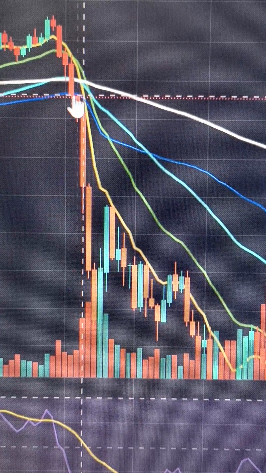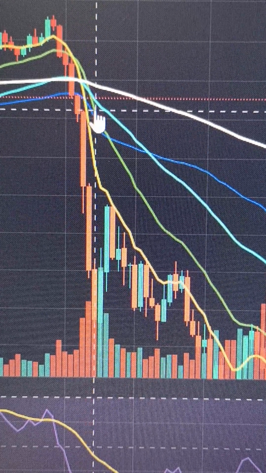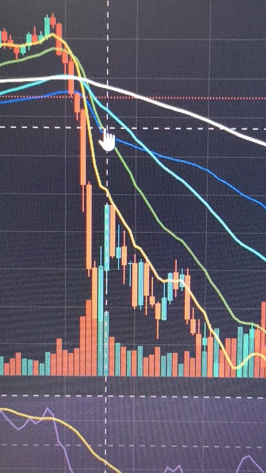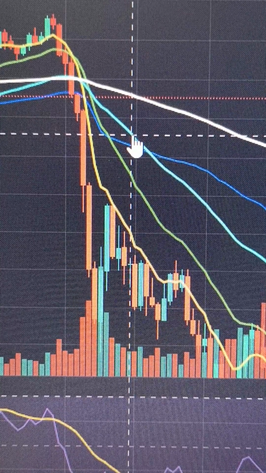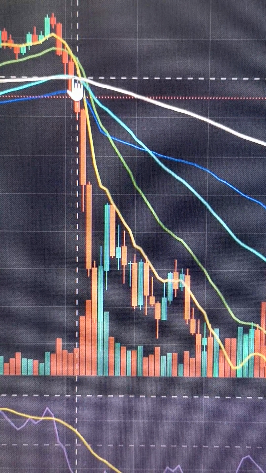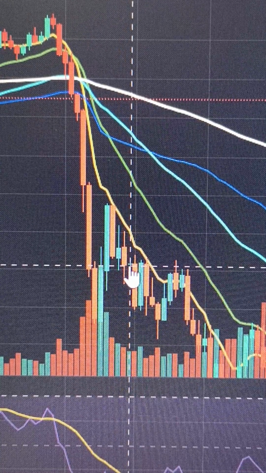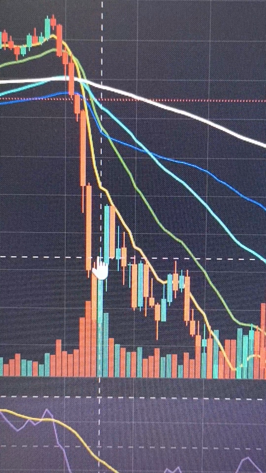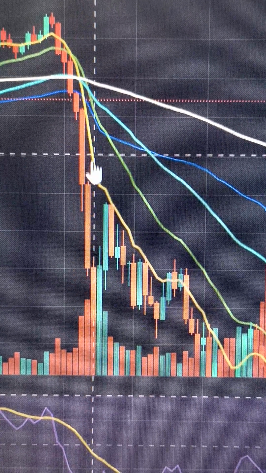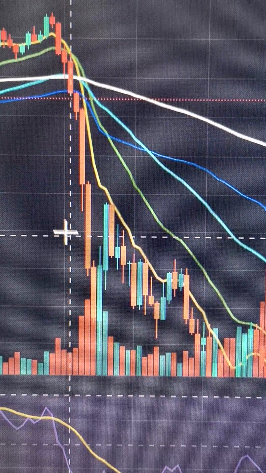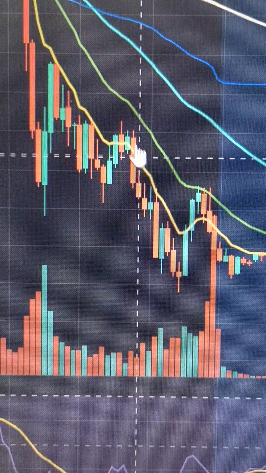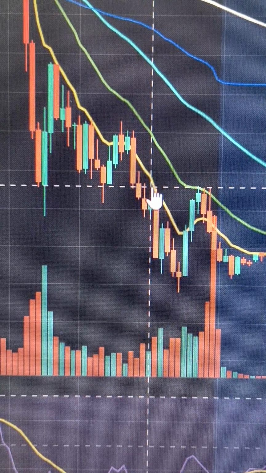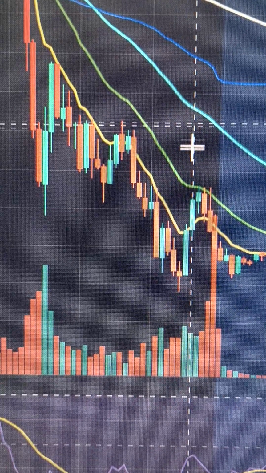And as the trend continued to go down, the 9 EMA stayed below the 21 EMA and stayed below the 50 EMA as well. Remember, that's a very strong bearish indication, meaning the market will most likely continue to go down as long as these EMAs remain bearish. And as you can see, it continued to go down and the EMAs remain bearish. The 9 remains below the 21 and the 50.